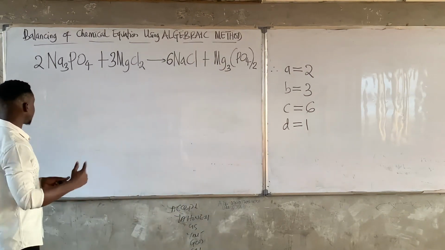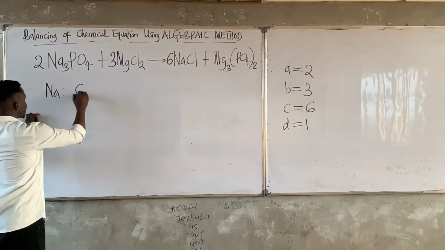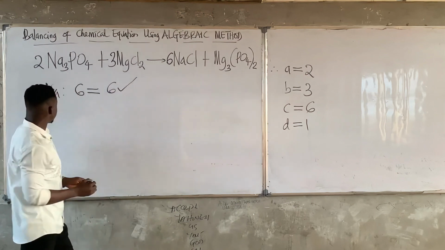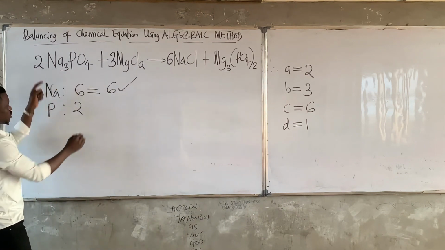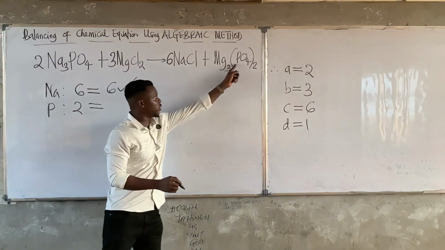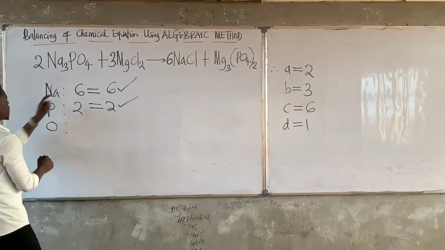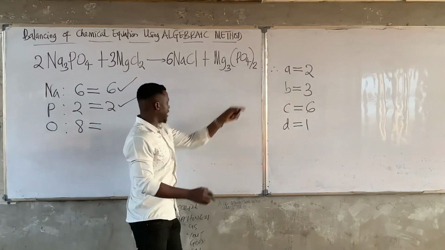The equation is balanced. Let's check it out. Sodium, 2 times 3 is 6 on the left hand side. Sodium is 6 on the right hand side. Sodium is balanced. Phosphorus, 1 times 2 is 2 on the left hand side. On the right hand side, 1 times 2 is 2. Phosphorus is balanced. Oxygen, 4 times 2 is 8. We come here, 4 times 2 is 8.